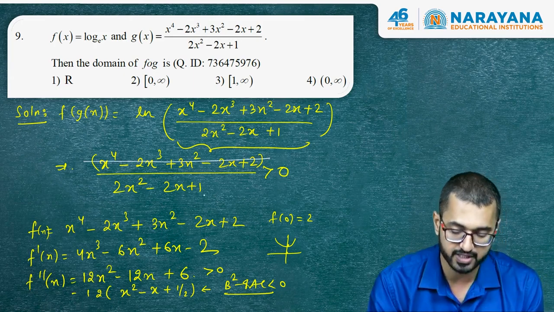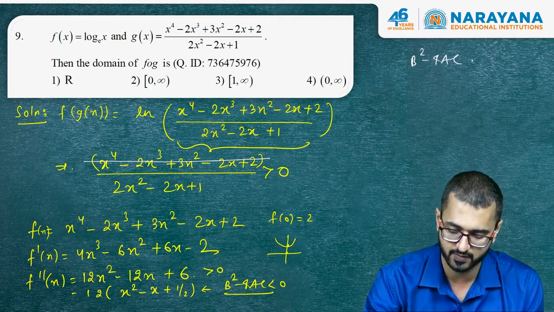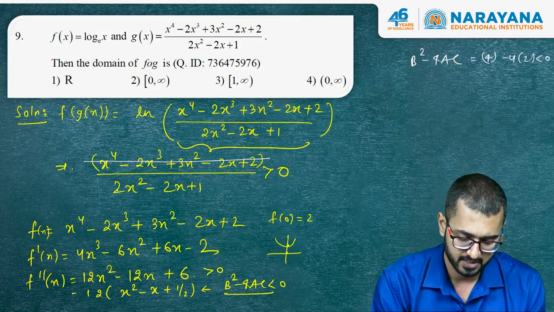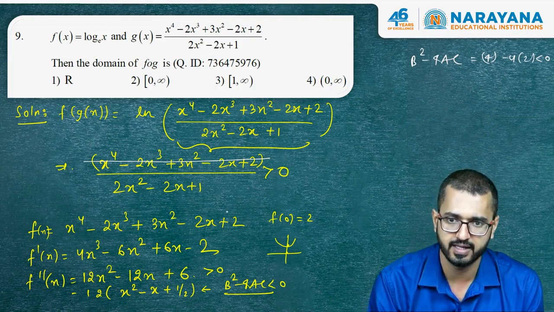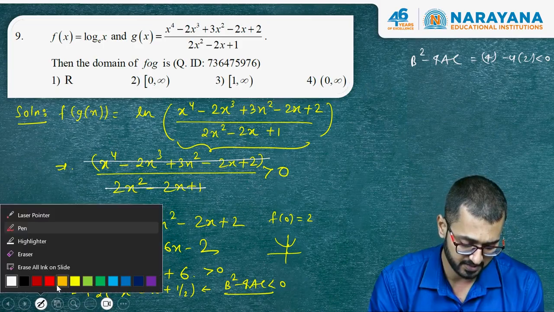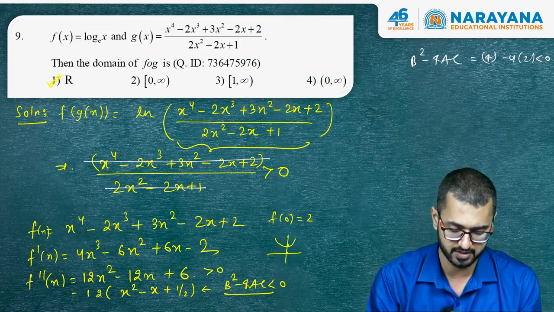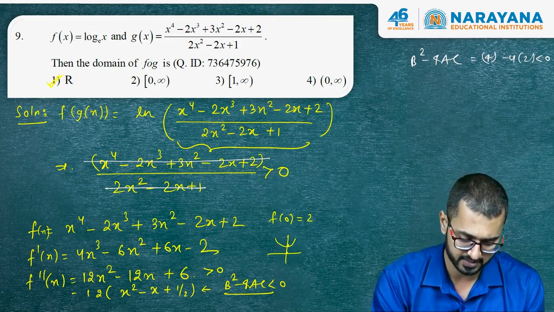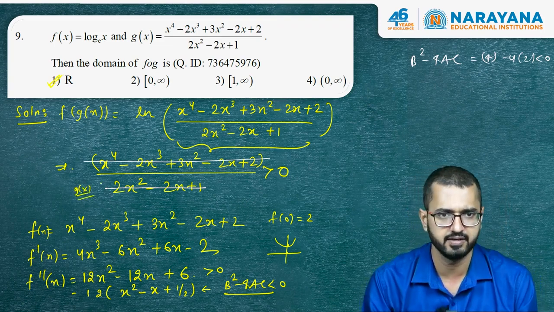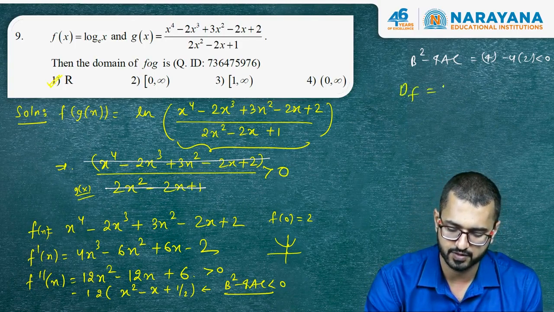Now we have 2x square minus 2x plus 1, so here also we'll check the quadratic nature. We'll have b square minus 4ac, and that turns out to be 4 minus 4 into 2, so this is also negative. That means the denominator is also positive for any value, so we don't have to worry about anything. We'll just mark option A, because f and g both, where I'm taking the denominator as g, are positive for any real value. So the domain of f is the entire real number.